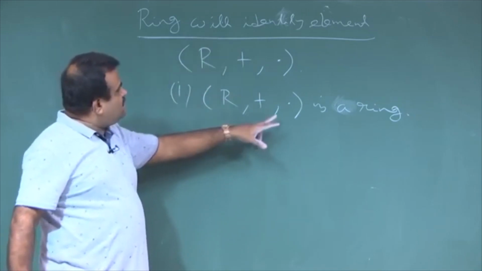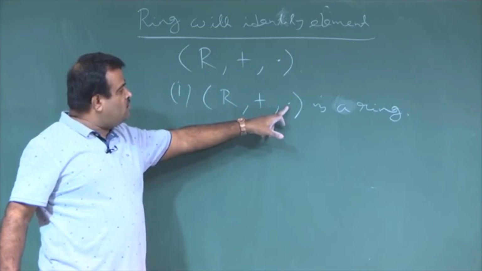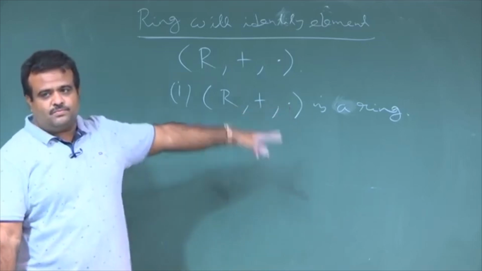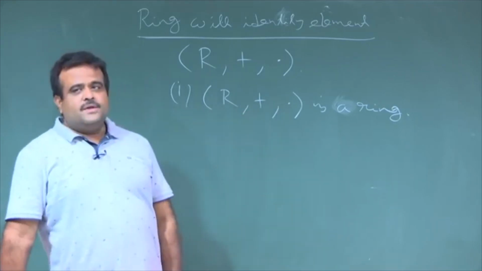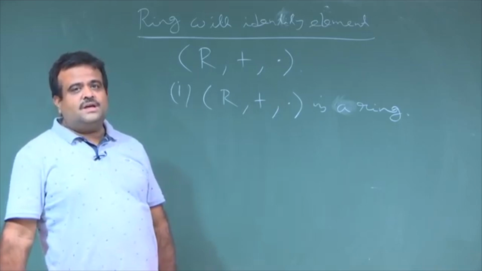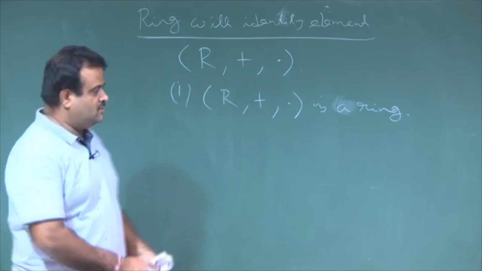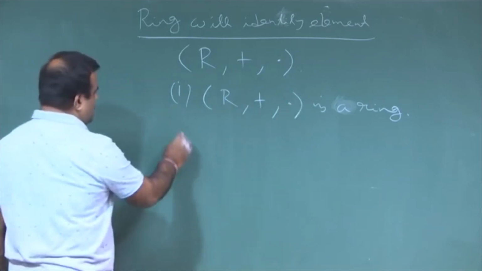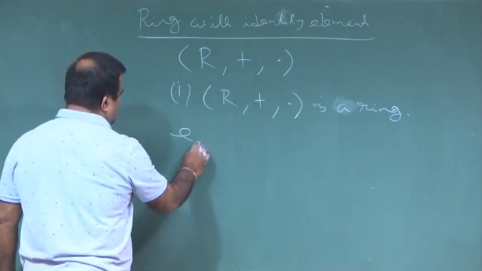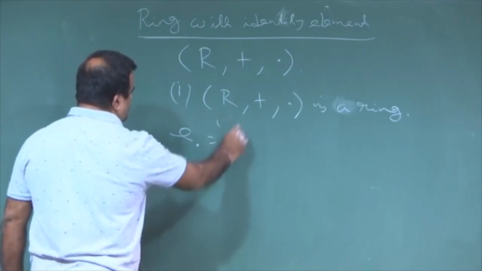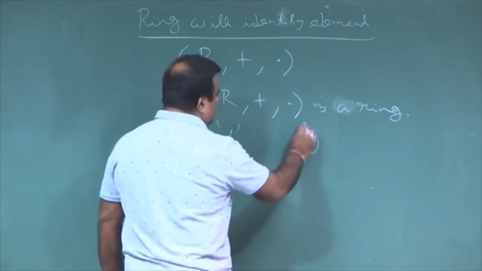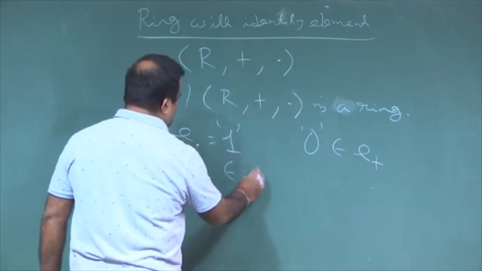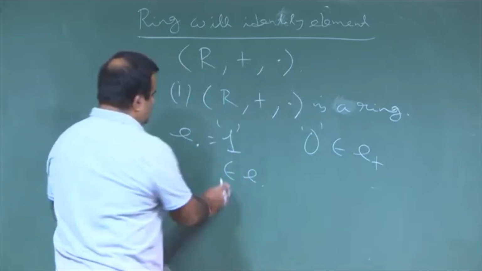Now, ring with identity element means for a ring we do not need to have the existence of the identity for this dot, but if the identity exists, then we say this is a ring with identity element. So, if there exists one under dot, we denote this by 1, because 0 we are denoting by additive identity.